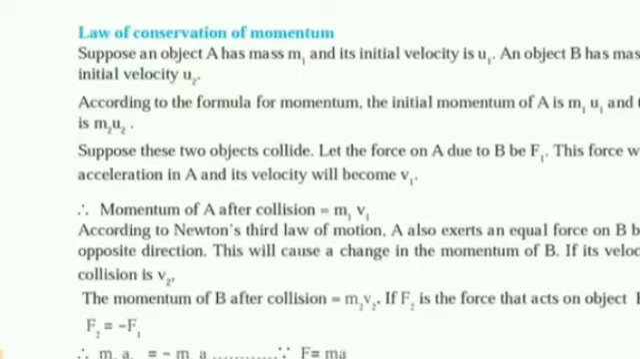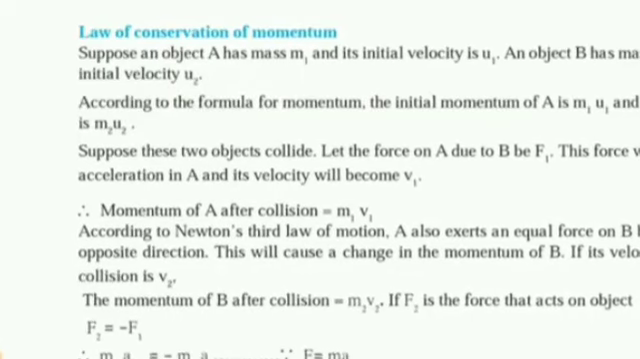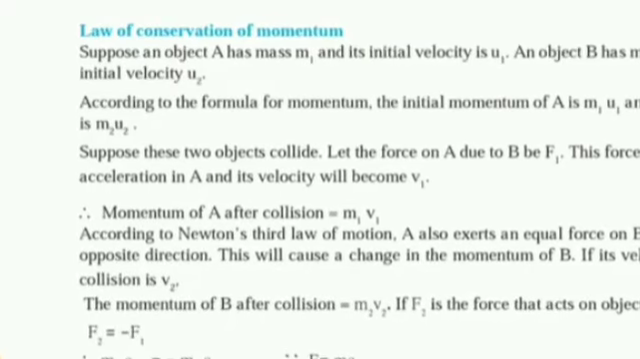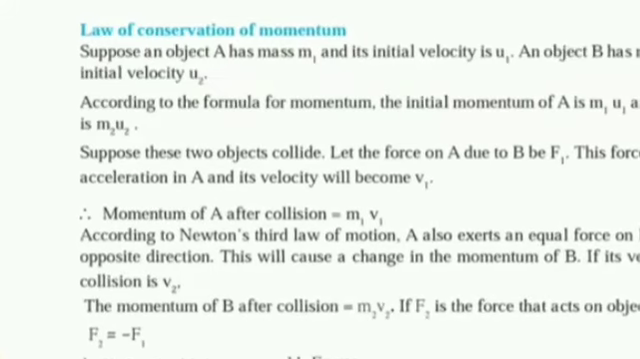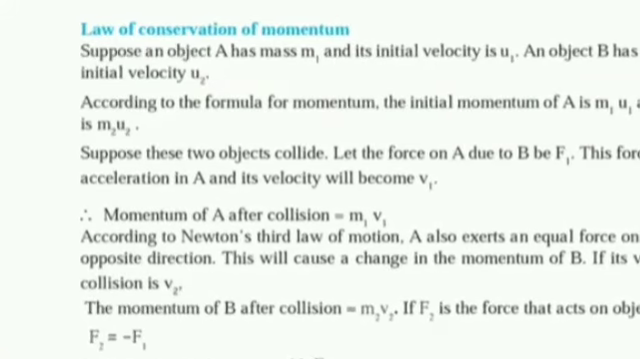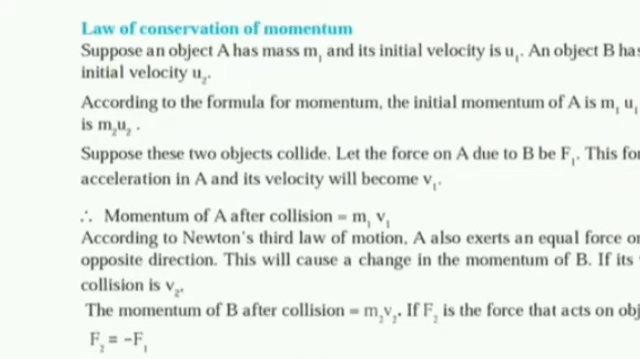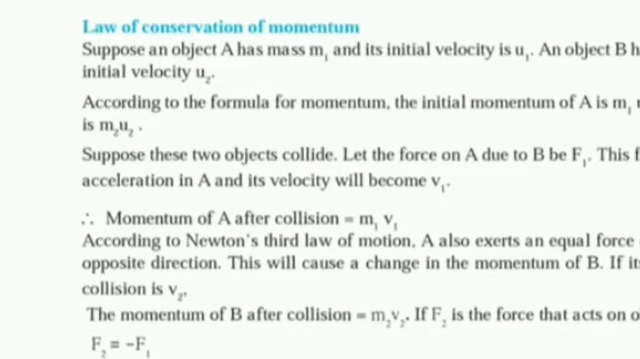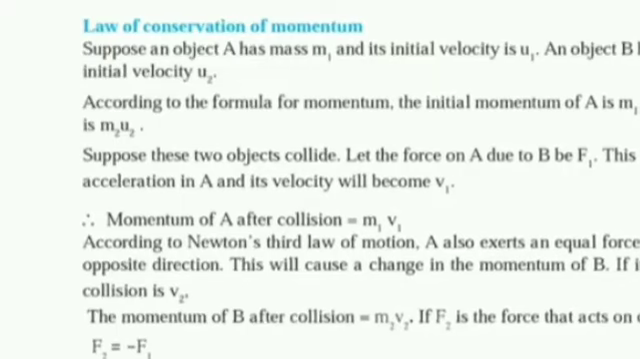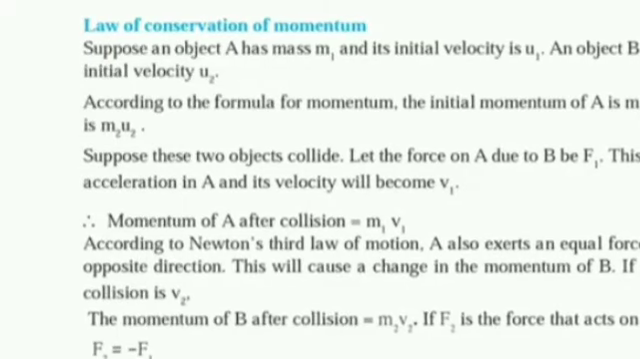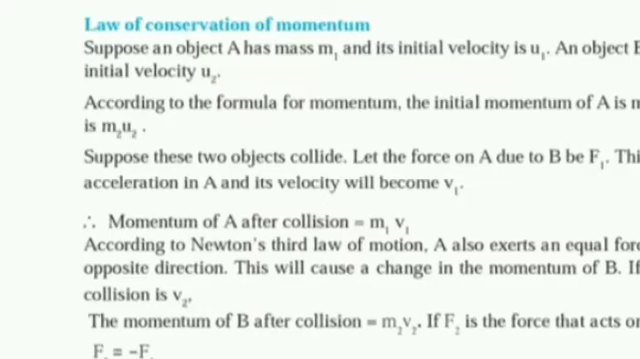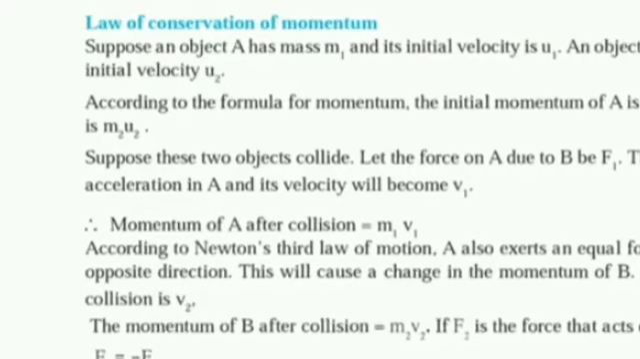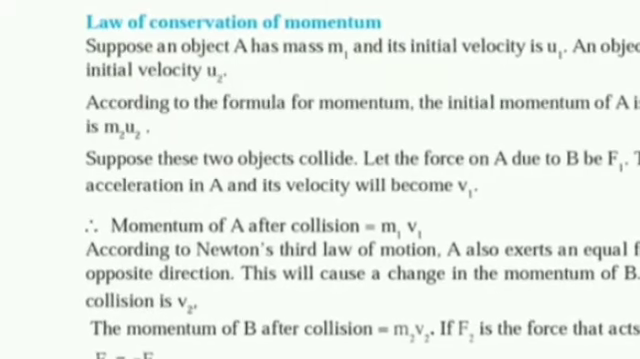According to Newton's third law of motion, the object A also exerts an equal force on B, but in the opposite direction, and this causes a change in the momentum of B. After collision the velocity is v2, so the momentum of B after collision is m2 v2. If F2 is the force that acts on object B, then F2 is equal to minus F1. The minus sign appears because of the opposite reaction. Therefore, m2 a2 is equal to minus m1 a1.